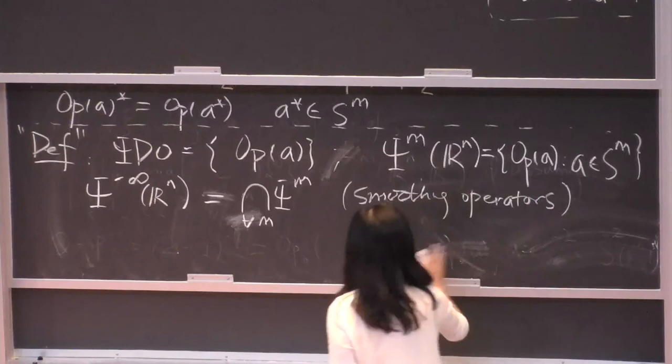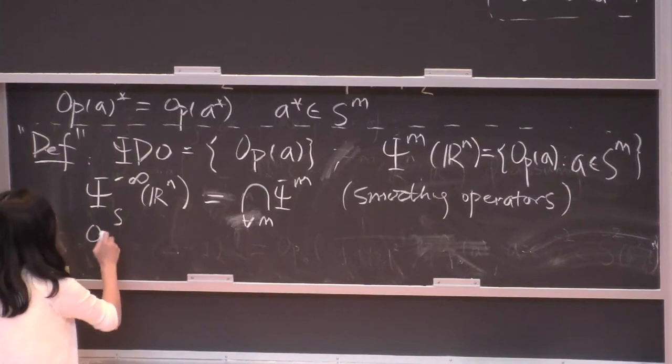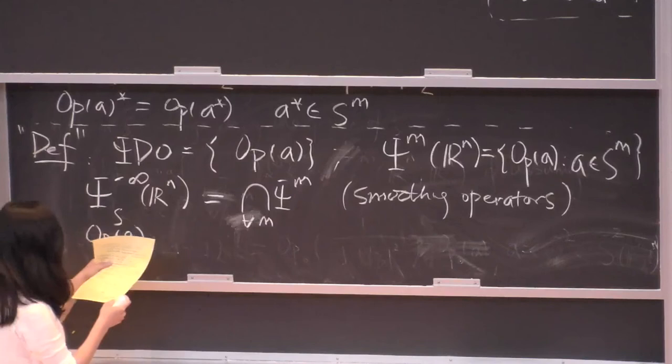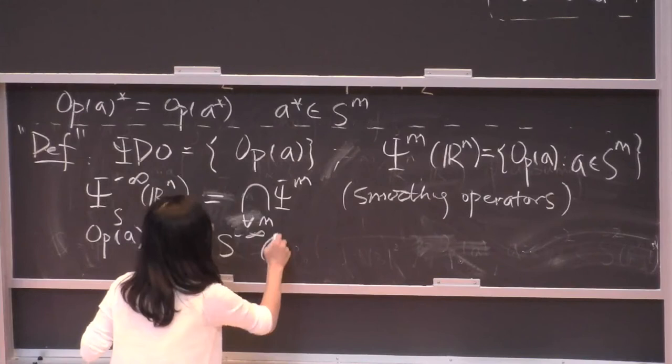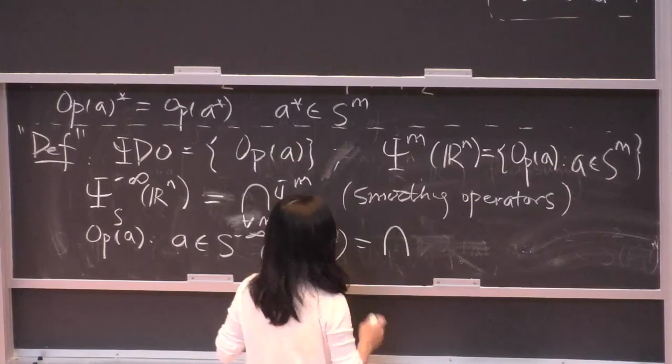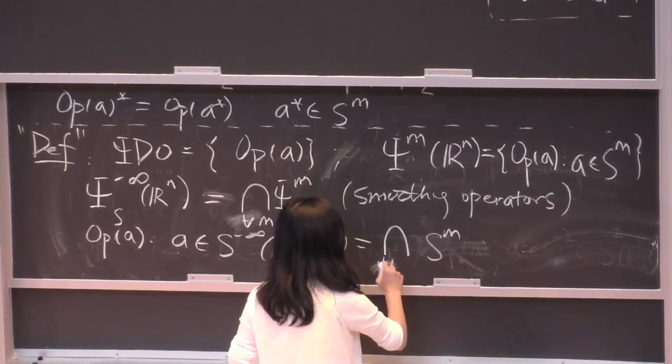And in particular, it's really identified to this set of quantizations of those symbols where the symbols just decay infinitely. So that is A r in this so-called S minus infinity r to n rn, where this is just the intersection of all the symbol classes. So any m.